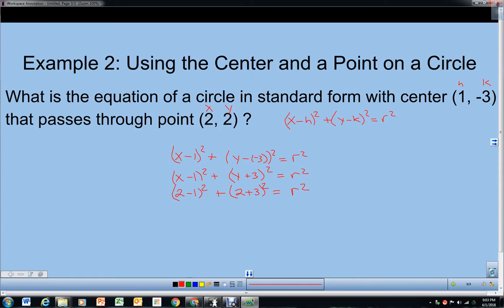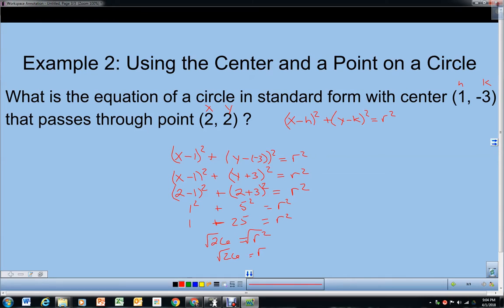Now, 2 minus 1 is going to give us 1 squared. This will give us 5 squared. This gives us 1, 25, and then we get 26 is equal to our radius squared. Now, at this point, you can use the 26 as your radius squared. You could take the square root, only to realize that the radius is going to be the square root of 26, so that means that r is equal to square root of 26.